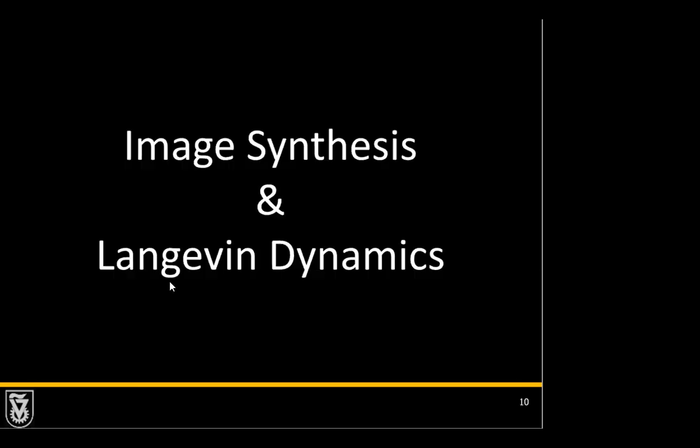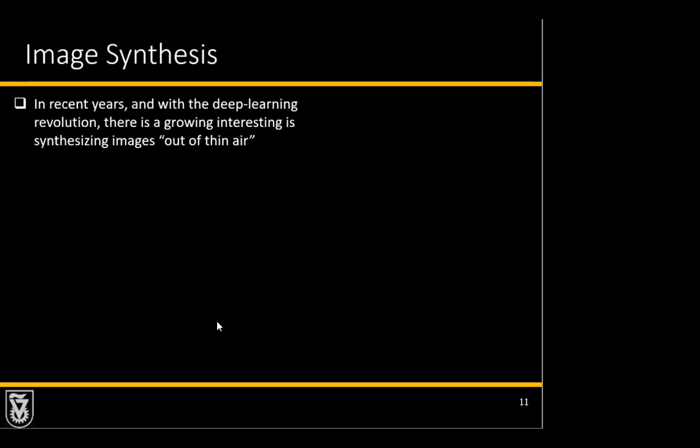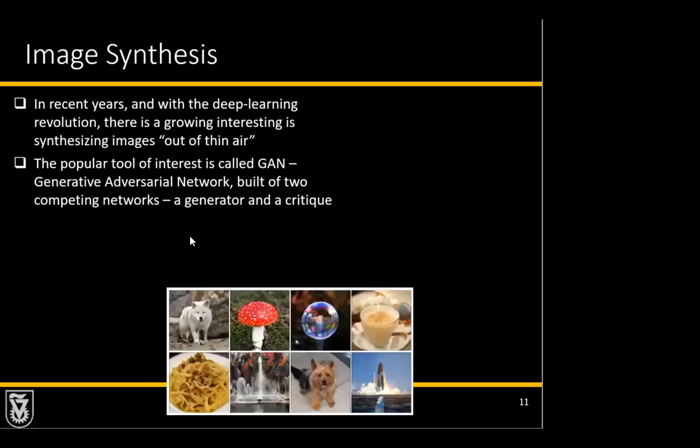So we will talk a little bit about image synthesis or image generation, which is basically synthesizing images out of thin air. I want to tell my computer, give me a picture of a person. So this has been basically dominated by a tool called GAN, Generative Adversarial Networks. And as you can see here, for example, all these images are not real. They are generated. Someone just clicked on a computer and this photo of a dog or this bubble was formed.